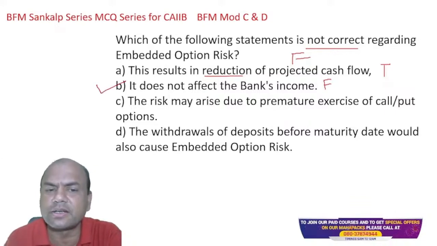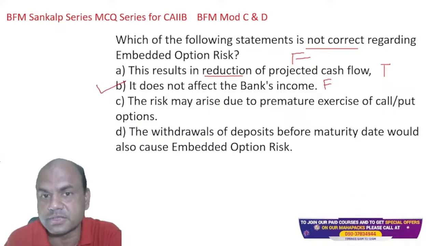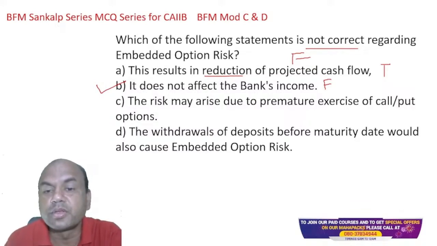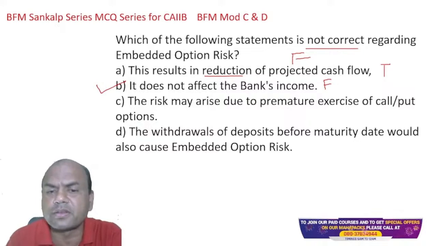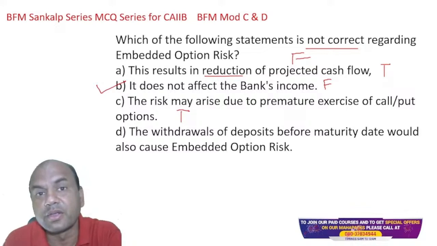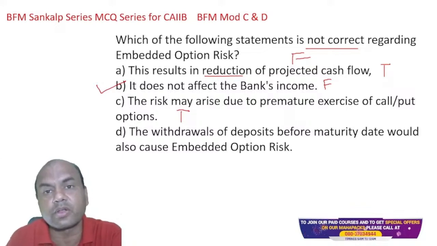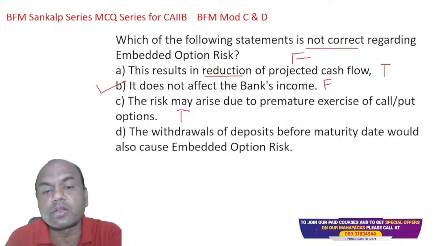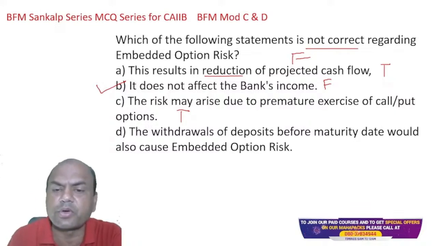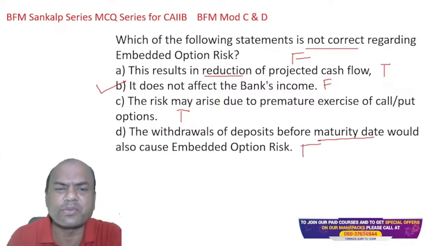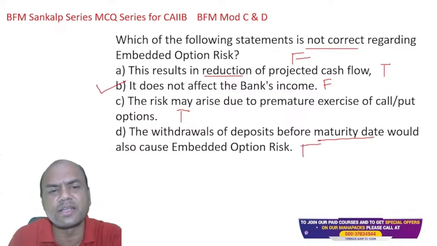Don't even look at C and D now because there is no option of all of these. If you want, I'll just go through it. See here. The risk may arise due to premature exercise of call put option. So that is true. What is call put option? Call put means the customer has a right to repay the loan or withdraw the cash. That is call put option. And D, the withdrawal of deposit before maturity date would also cause embedded option risk. Before maturity, isn't it? Just now we saw that. So that is also true. So that's why I said in exam, don't even look at C and D. Immediately move on.